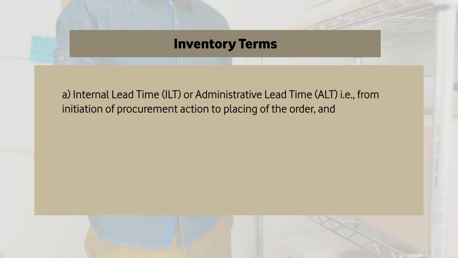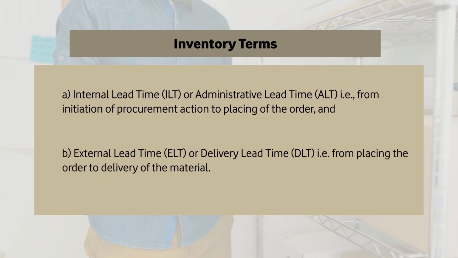Internal lead time is the administrative lead time from the initiation of procurement action to placing an order. Suppose a requisition is given to the store, after that a purchase action is done, approval is done, and the purchase order is placed. These are the internal actions in the industry. After that it goes to the vendor to supply the item. The external lead time is the delivery and manufacturing lead time from placing the order to delivery of the material. So there is internal lead time and external lead time.